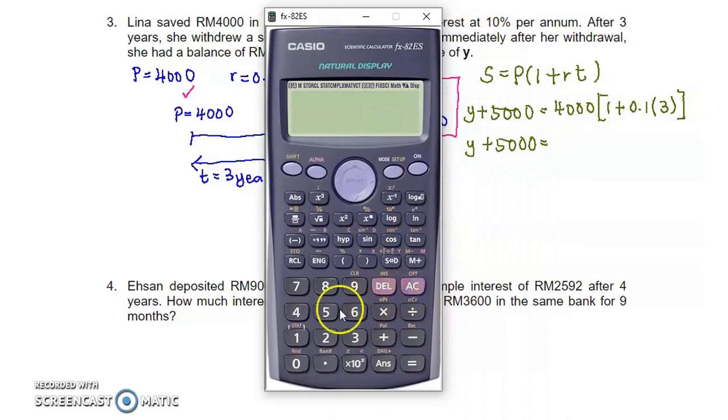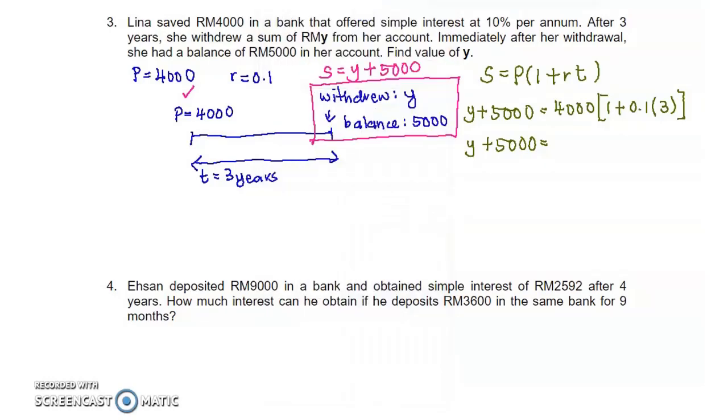solve the right hand side first: 0.1 times 3 plus 1, multiply 4,000. So equal to 5,200. So Y equal to 5,200 minus 5,000. So the amount that you withdrew just now is actually 200 ringgit. But at the end of 3 years, actually you have 5,200 ringgit.